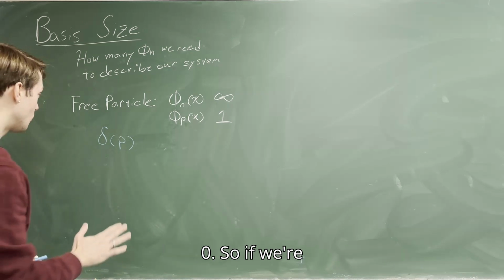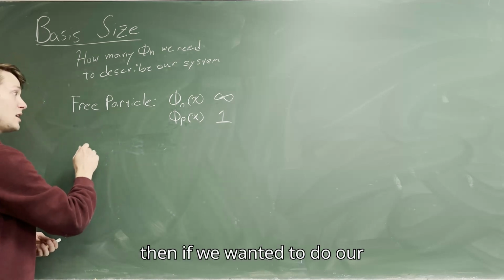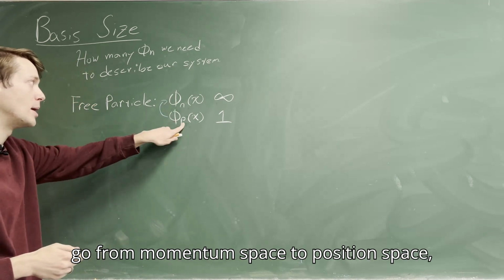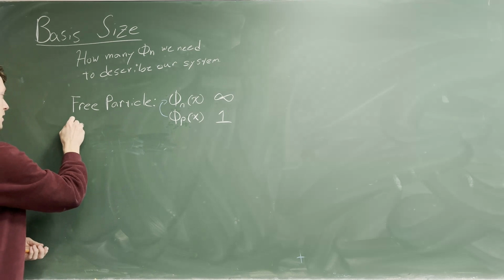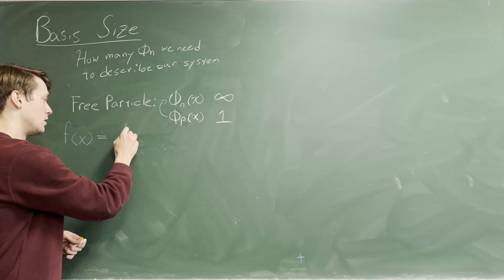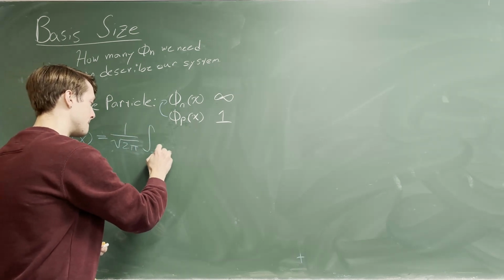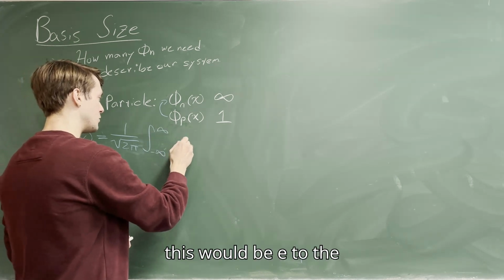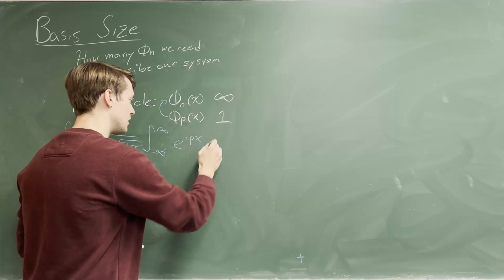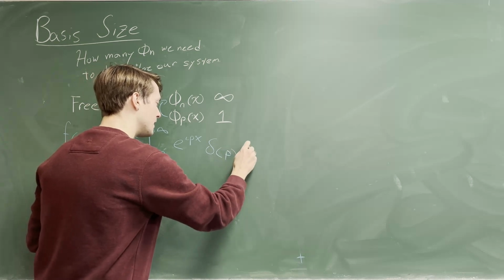So, if we're dealing with this, then if we wanted to do our inverse Fourier transform to go from momentum space to position space, then our position space representation of the wave function, using our definition from last time, this would be e to the i p x Dirac delta of p dp.